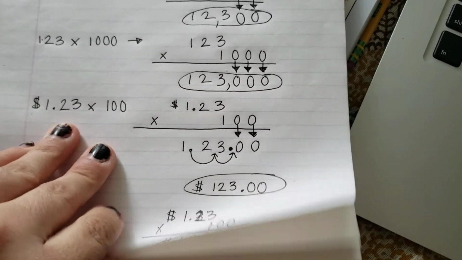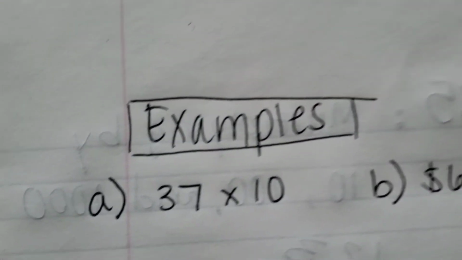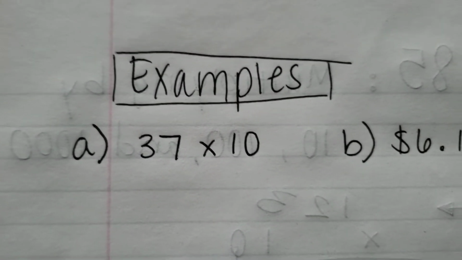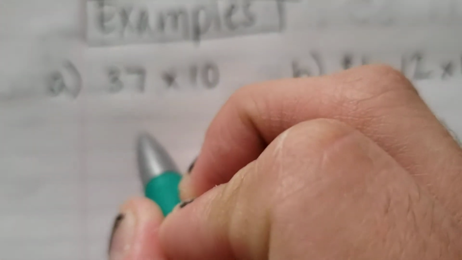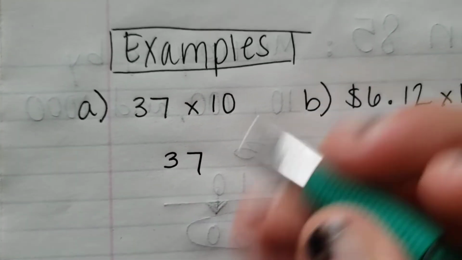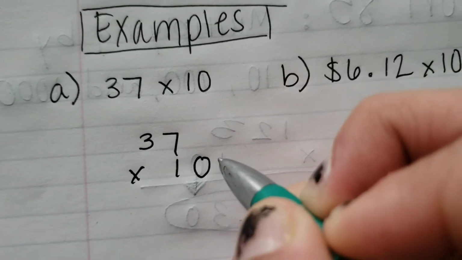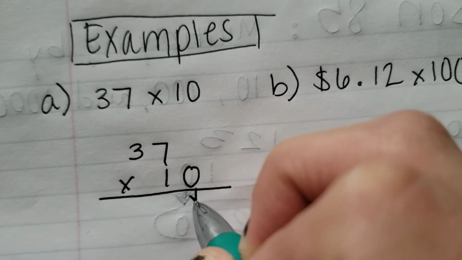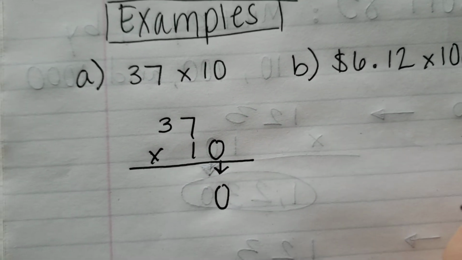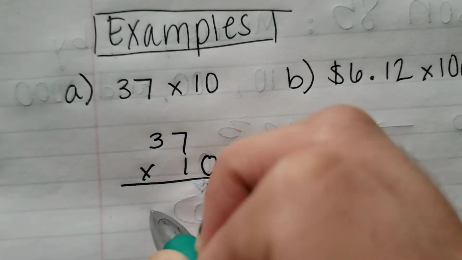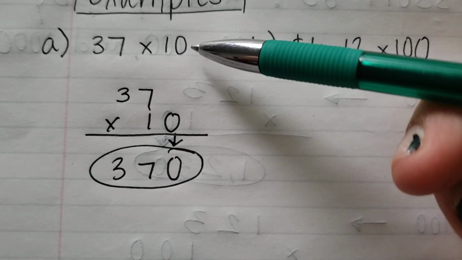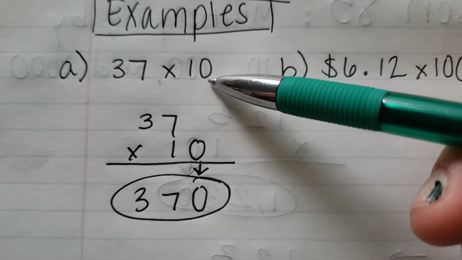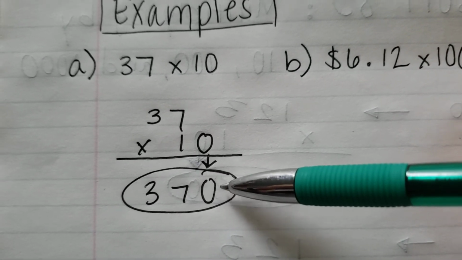So I'm going to go over a couple examples now. Letter A has us do 37 times 10. I like to rewrite it vertically. 37 times 10, hide the 0 in the back, drop the 0 down, and then you just take 37 times 1. Your answer is 370. Remember the pattern here. If you had 1 0 up here in your answer, you're just going to have 1 0 too.